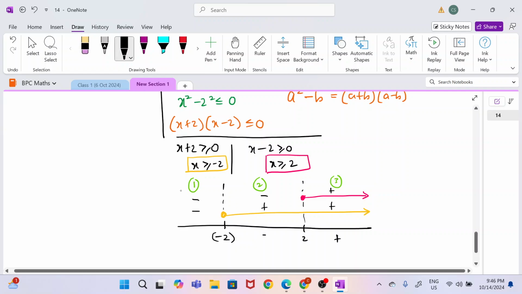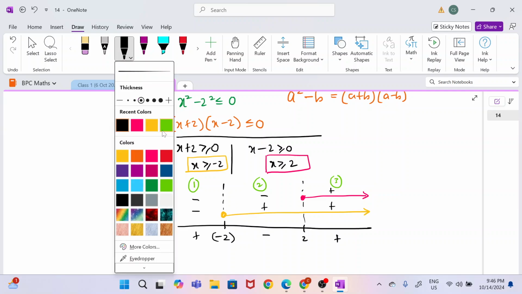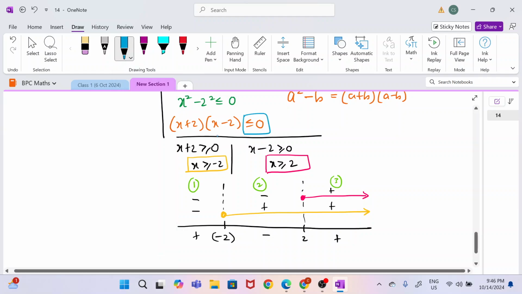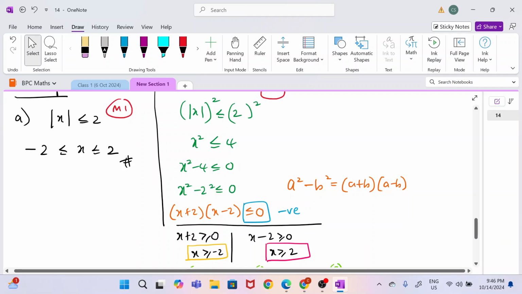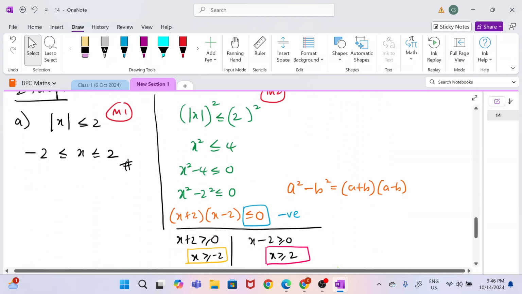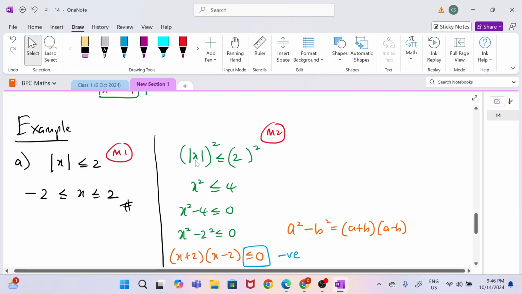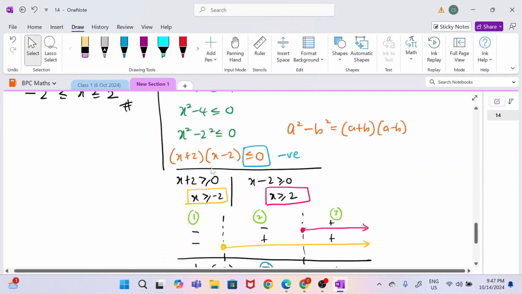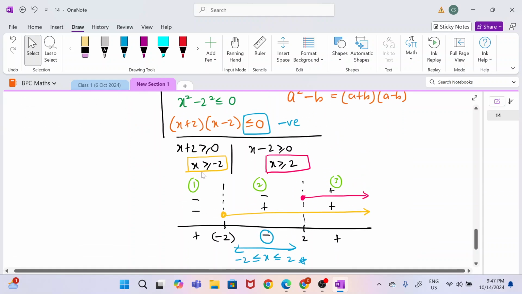Plus, minus, plus, which one you have to choose? You have to choose negative. Less than 0 is negative, so you choose this one, so the answer is in between this and this. X is in between negative 2 and 2. That is the answer. It's the same answer you get here. Method 1 is we are following this formula here, we are getting an immediate answer. Method 2 is you square, make the modulus disappear, and then do this method. Same answer.